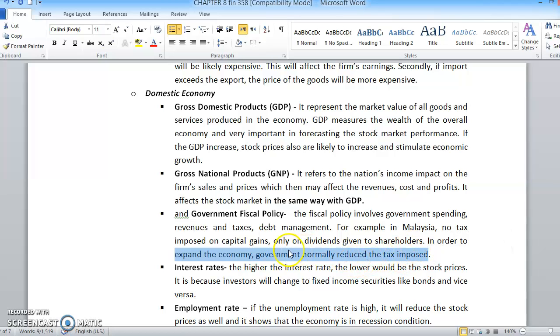So in Malaysia, kita tidak mengenakan cukai terhadap capital gain yang you earn daripada hasil menjual share dan sebagainya. Cukai hanya dikenakan terhadap dividen yang dibayar oleh company ke shareholders. Okay, so this is one of our ways to attract more investors and expand our economy. Sometimes the government also reduces the tax imposed to expand the economy further, right? It depends on the government policy. If a country has a good government fiscal policy, this might attract stock prices to move in a positive way, right?